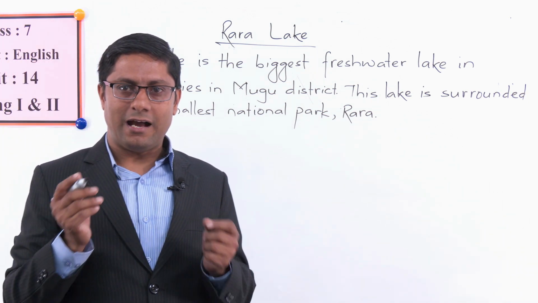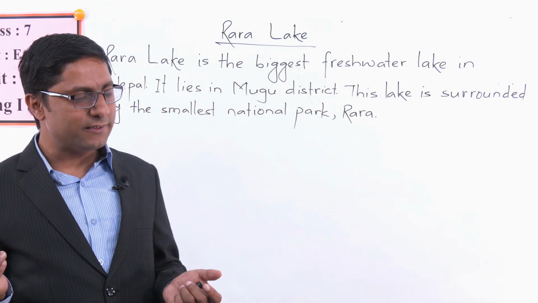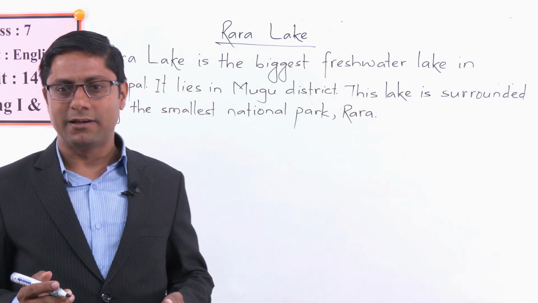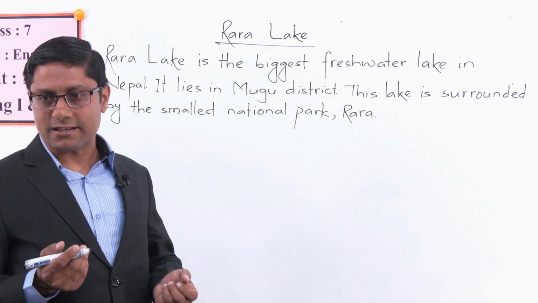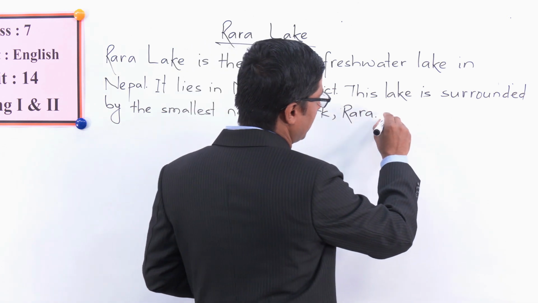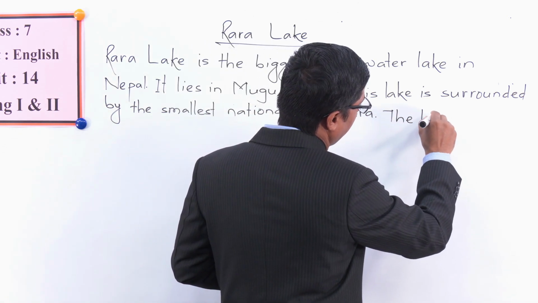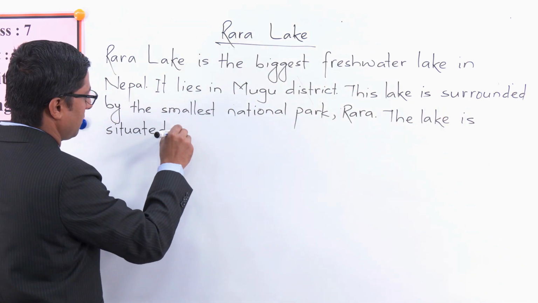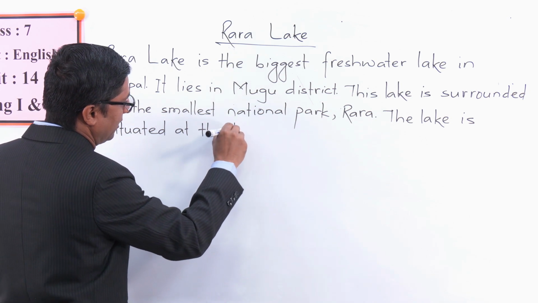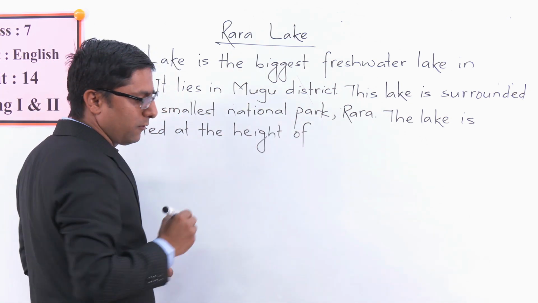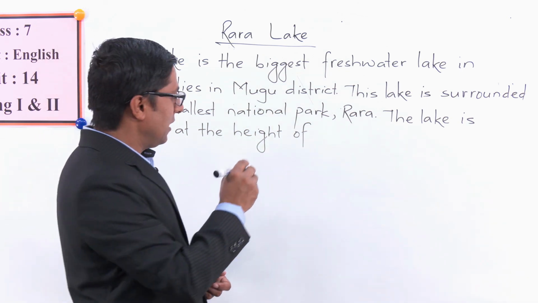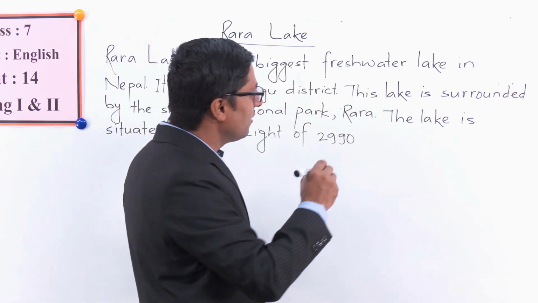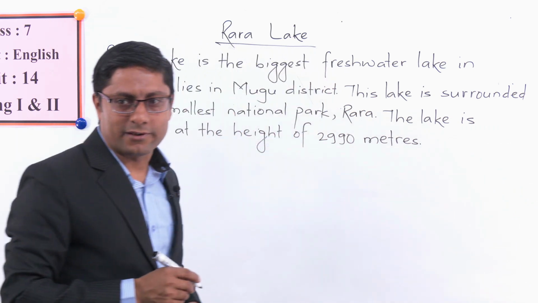Similarly, you can see the height is given there. So, height is given. What's the height given there? Yes, 2990 meters. That's the height given there in the idea map. Now, we can develop that idea into a sentence again. For example, the lake is situated at the height of, what's the height given there? Yes, 2990 meters. It's given there, we can use that.